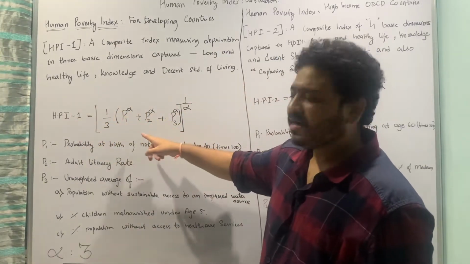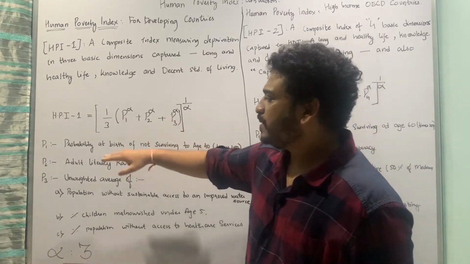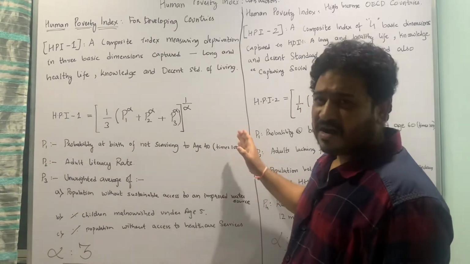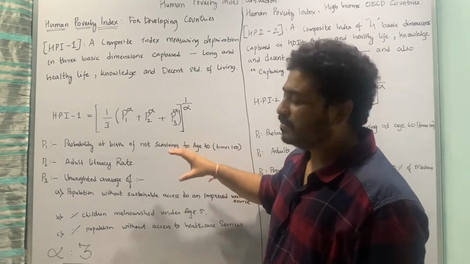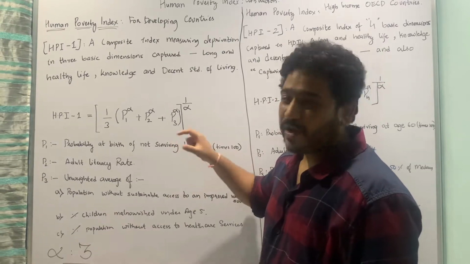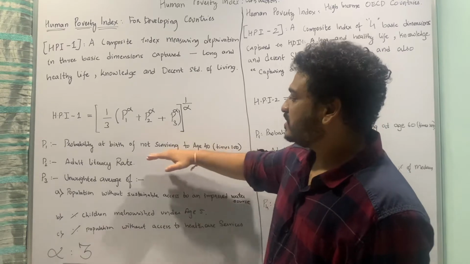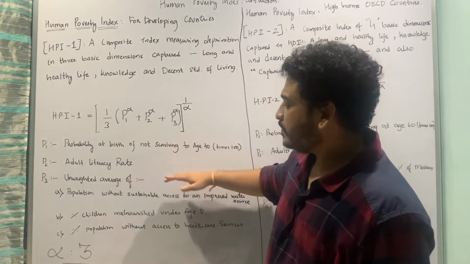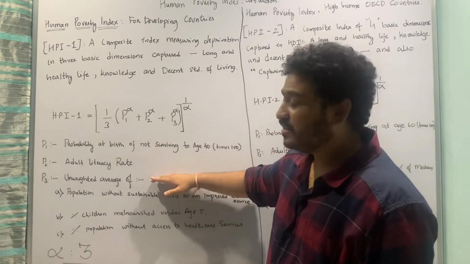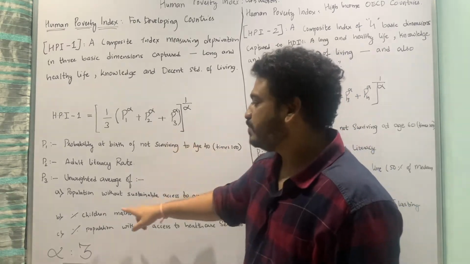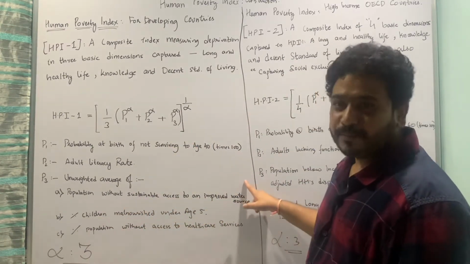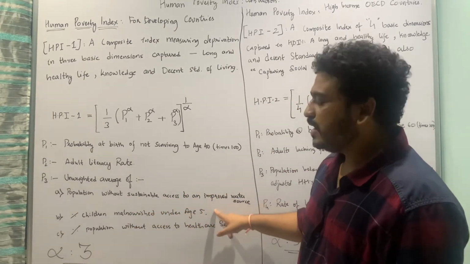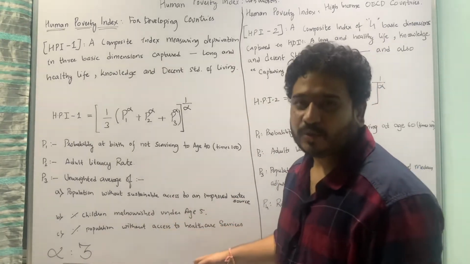Now let us look in greater detail at what P1, P2 and P3 boil down to. P1 is the probability at birth of not surviving to age 40, multiplied by 100. I hope you know that a probability value is between 0 and 1, so into 100, and that is captured in P1. Second, in P2 I am looking at the adult literacy rate, and in P3 I am looking at the unweighted average of 3 things. First is the population without sustainable access to an improved water source, then the percentage of children malnourished under age 5, and the percentage of population without access to healthcare facilities.